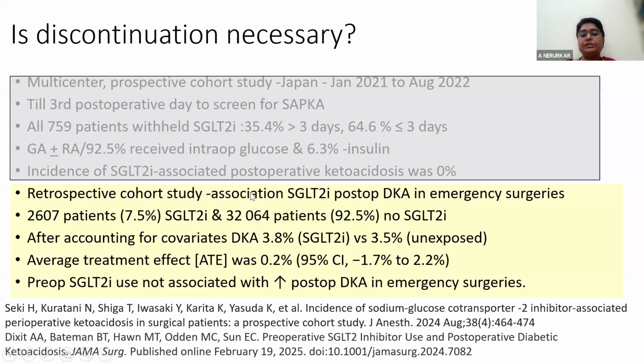What about emergency cases in whom you just cannot stop because the patient has already taken an SGLT2 inhibitor? When such a study was done of 34,671 patients, of which 2,607 patients were on the SGLT2 arm, they found that the incidence of DKA was not very different. 3.8% in those taking the SGLT2 inhibitors, while those who were never taking still had 3.5% due to the nature of emergency surgery. So they concluded that preoperative SGLT2 use was not associated with increased post-op DKA in emergency surgery.